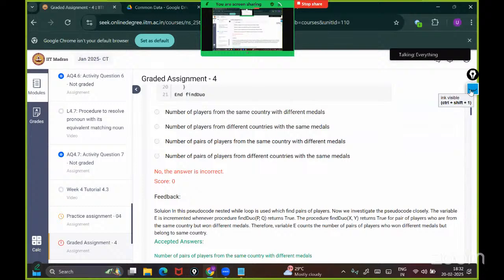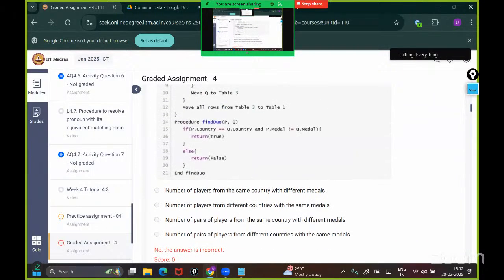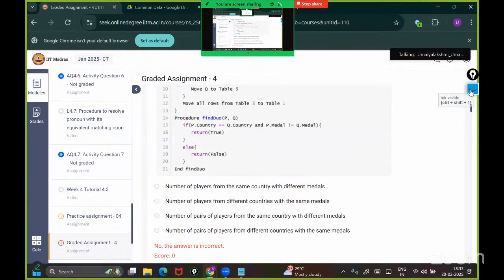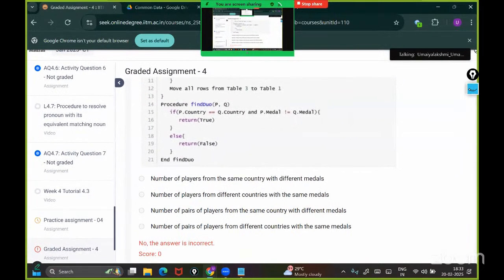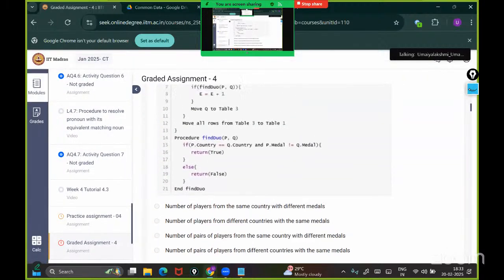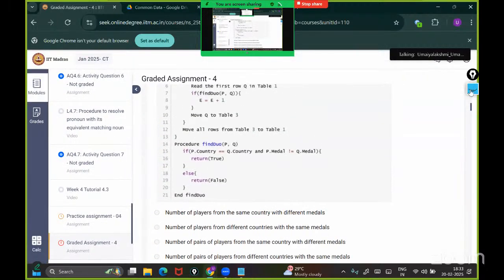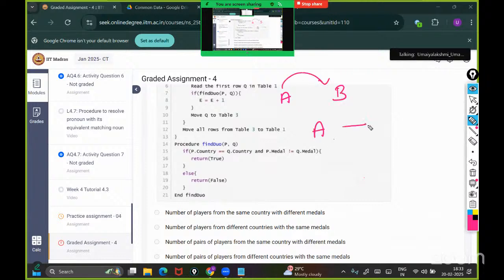Clear, madam. Option C. Yes, option C. There are two options with the same one. Here, number of players or number of pairs of players. Are we checking with a pair or one versus many? Yes, here we are doing pair elements. Let's say I'm taking person A and person B and I'm checking it. I'm not checking A with all.